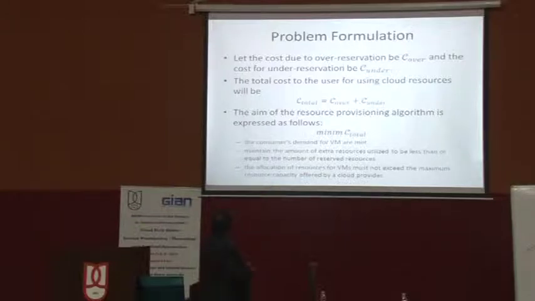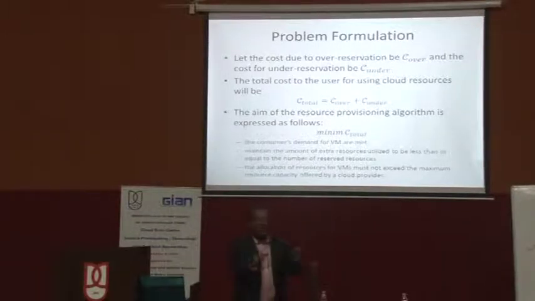The allocation of resources for virtual machines must not exceed the maximum resource capacity. So what the third one says is that you can't actually assign to the user more than you have. The resource provider has a limited number of virtual machines. They can't provide, if they have 7, they can't provide 10. So these are the 3 constraints or restrictions under which we want to minimize the total cost.